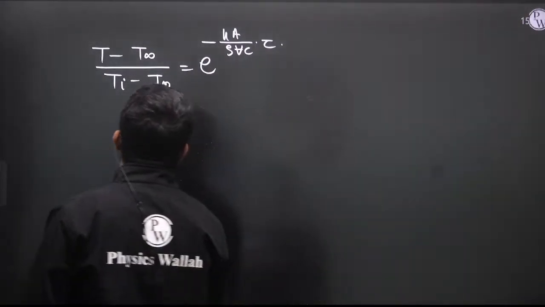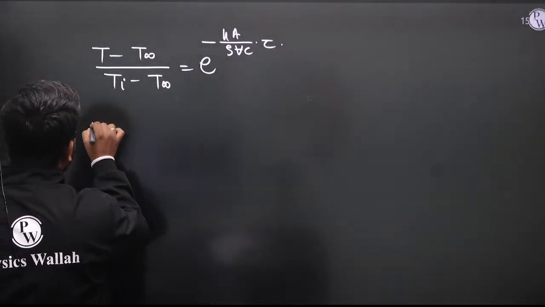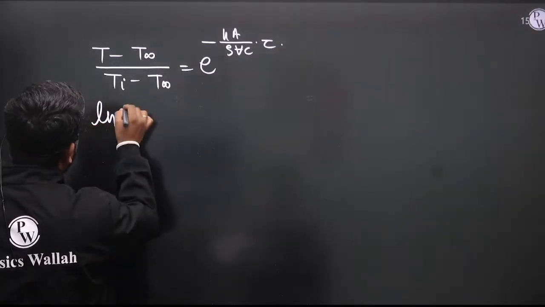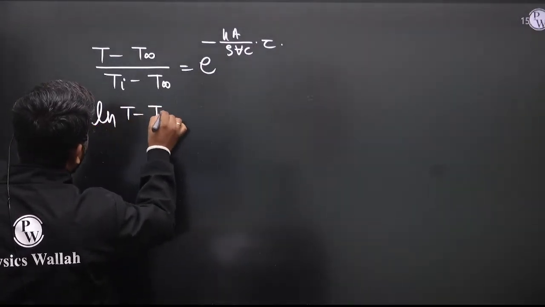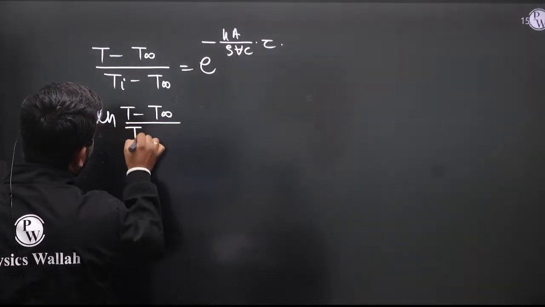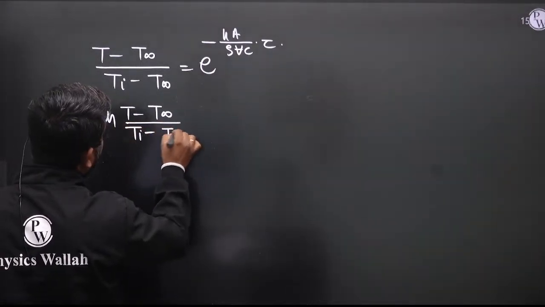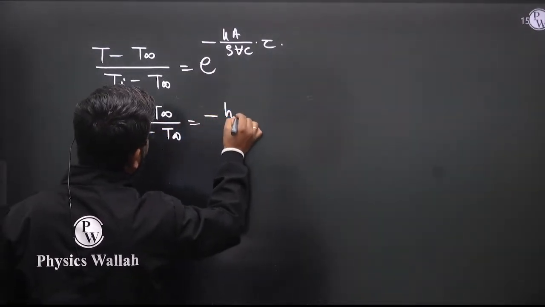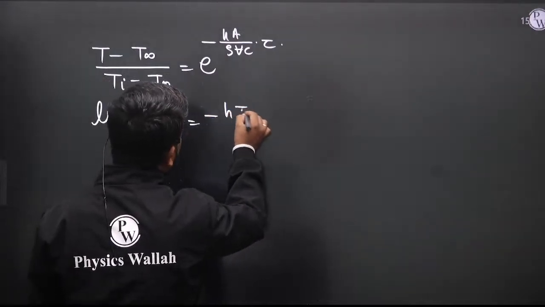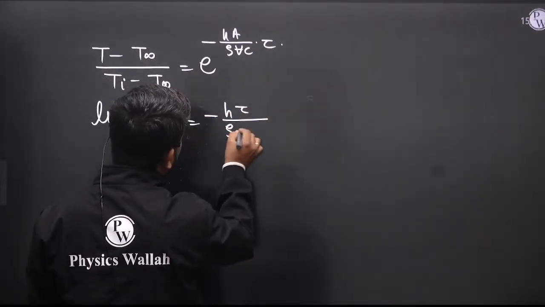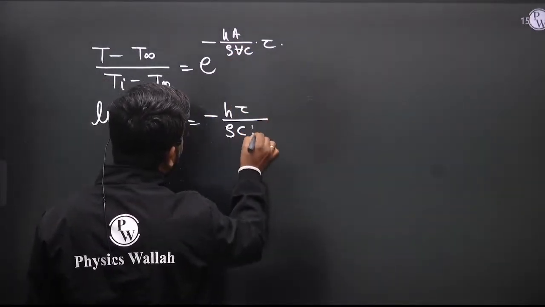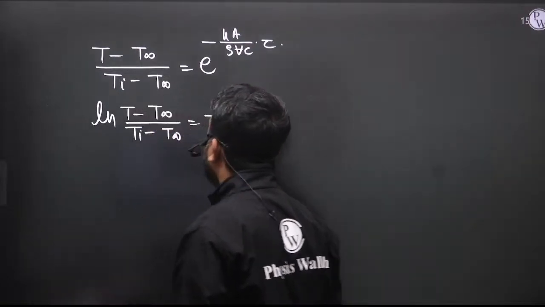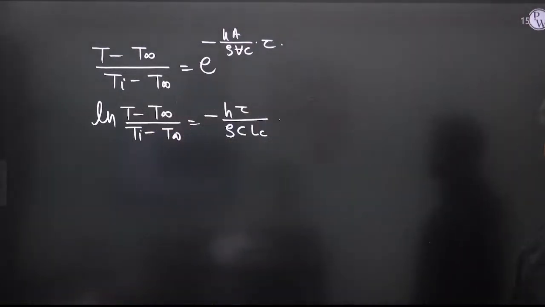Correct. Now take log both sides. So this is ln (T minus T infinity) upon (Ti minus T infinity) is equal to minus h into tau upon rho c into V by A. Now V by A is nothing but the Lc.